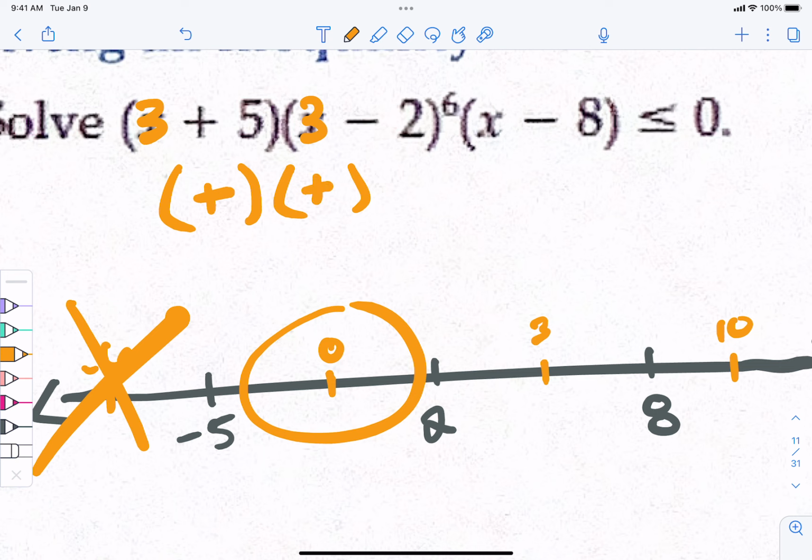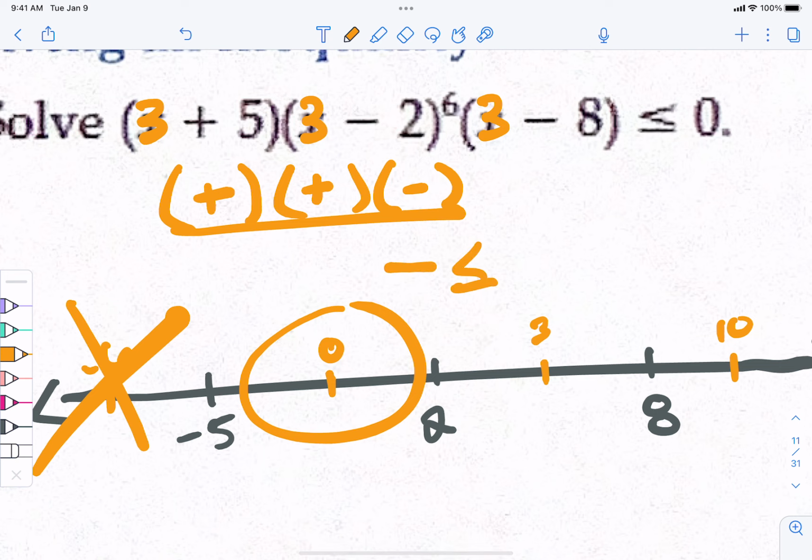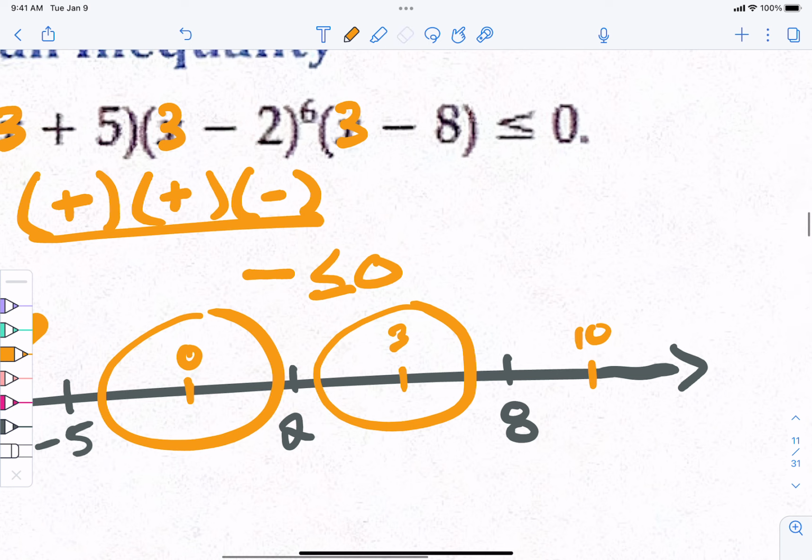All right. 3 minus 8 is negative. Will this end up being positive or negative? Positive, positive, negative. Negative. It's an odd number of negatives. So is that going to be less than or equal to 0? Yes, it is. Okay. And what about 8 and beyond?